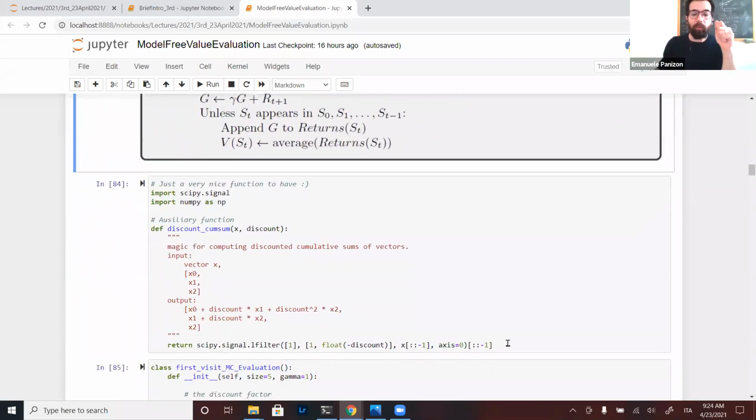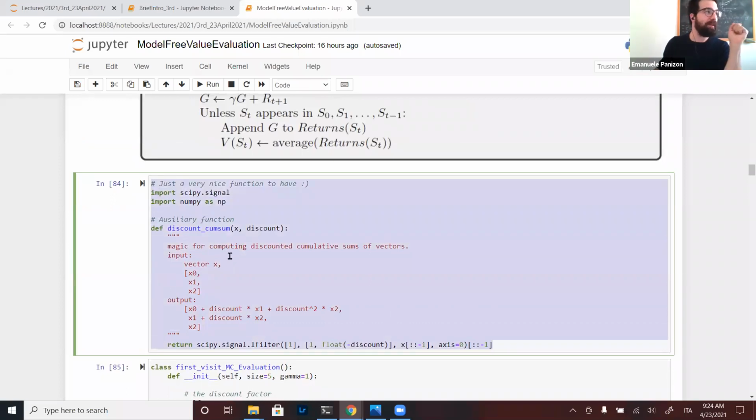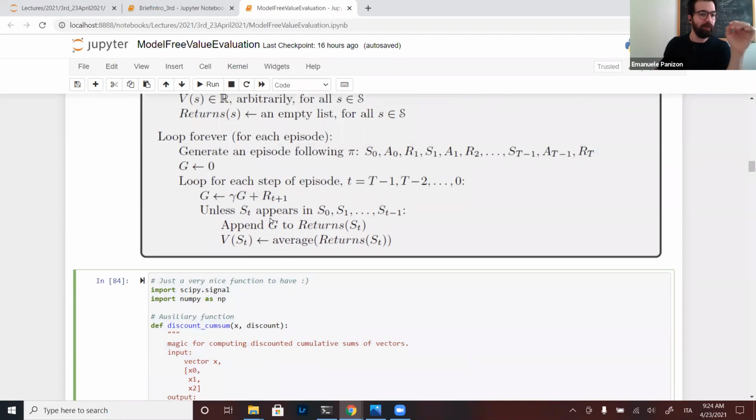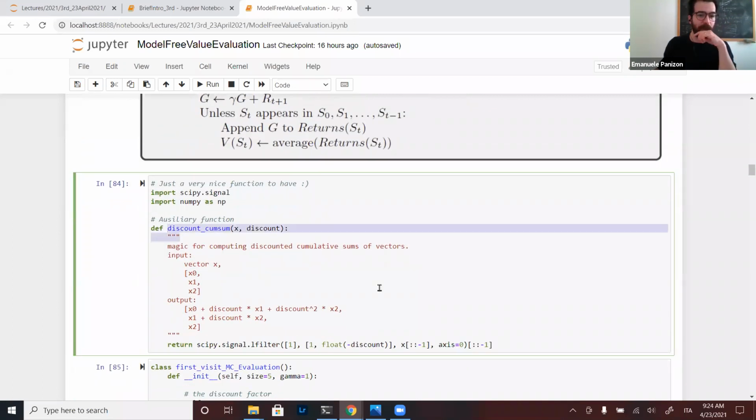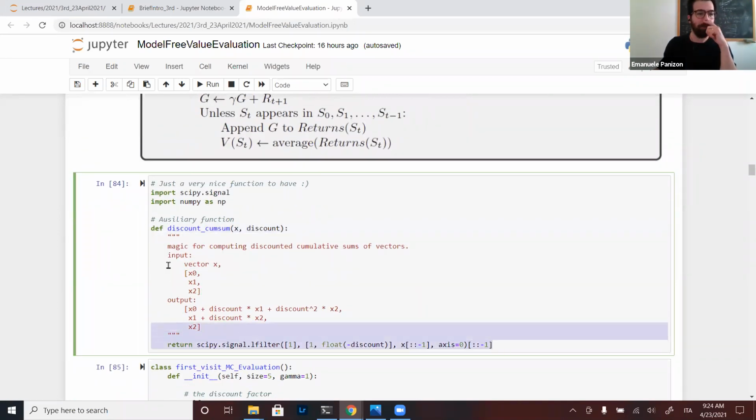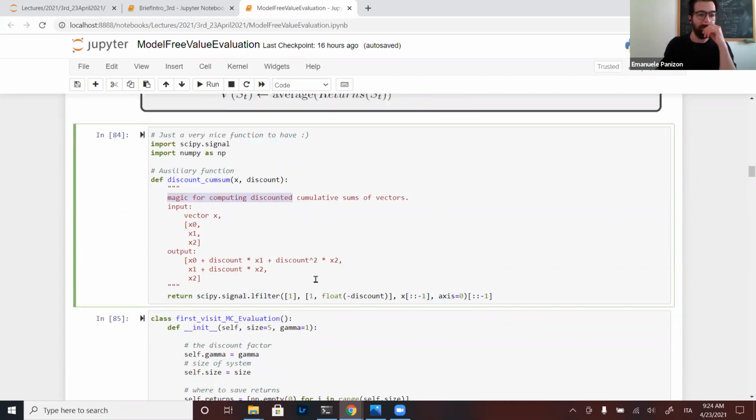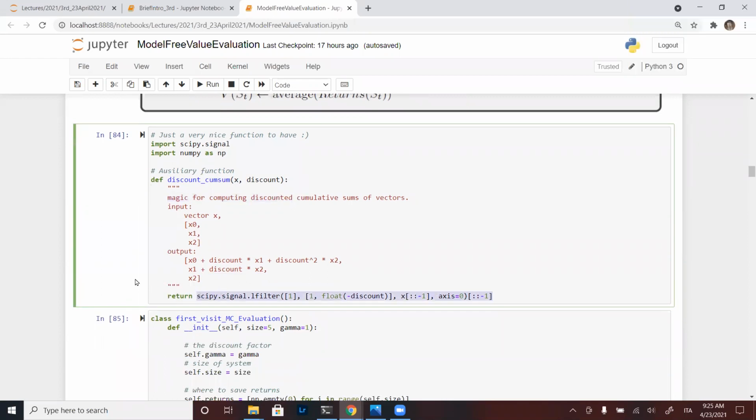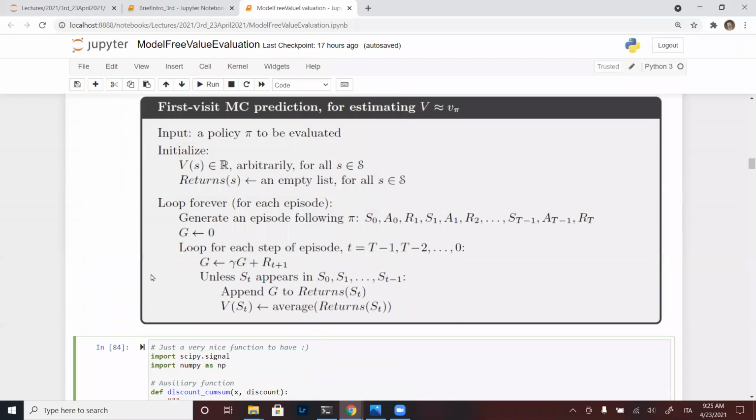Okay. This is just a very helpful tool which computes the discounted sum. So this is just a function which was written for computing the discounted return. Sorry, yes, please, can you re-explain the last step of the algorithm?